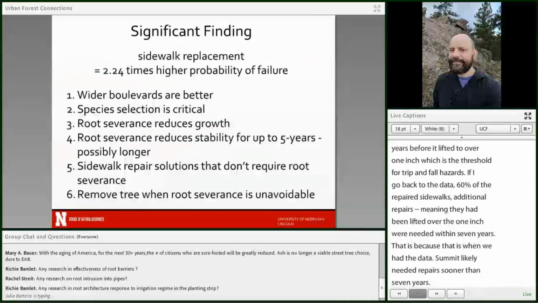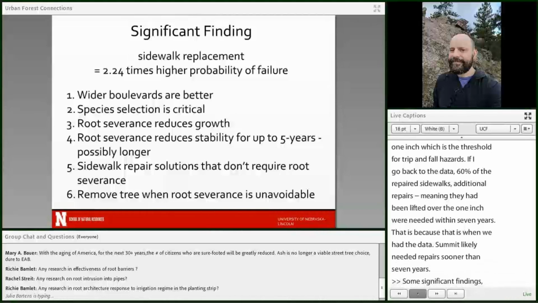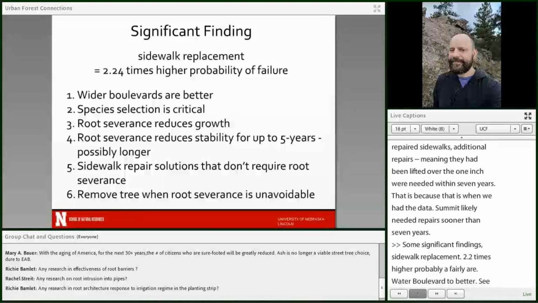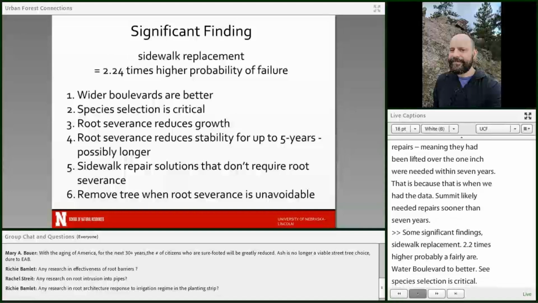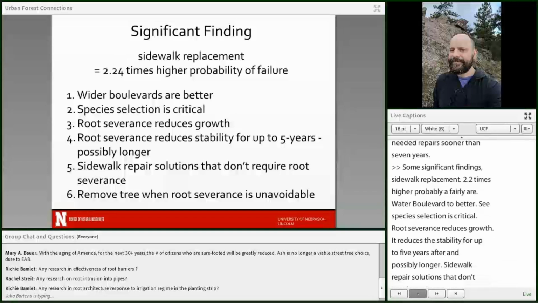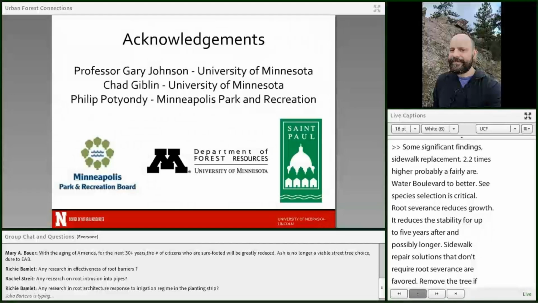So some significant findings. Sidewalk replacement, 2.25 times higher probability of failure. Wider boulevards are better. Species selection is critical. Root severance definitely reduces growth and likely also reduces condition for a number of species. Root severance reduces the stability for up to 5 years after, and possibly longer, but we only looked at that 5-year period. And sidewalk repair solutions that don't require root severance are obviously favored. And removing the tree if root severance is completely unavoidable is a reasonable thing to consider at that point.